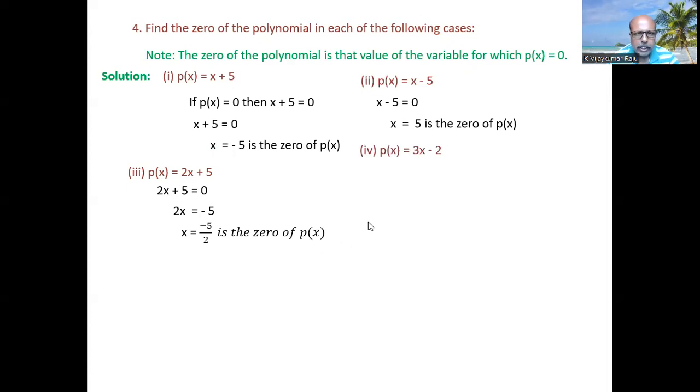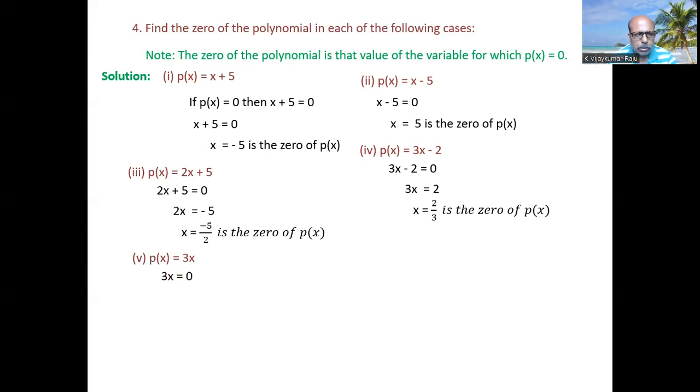Next, p of x is 3x minus 2. If this is 0, then 3x must be equal to 2 and x must be equal to 2 by 3. So this is the zero of the polynomial. That means if I substitute 2 upon 3 in this polynomial, the answer will be 0. That is the meaning.